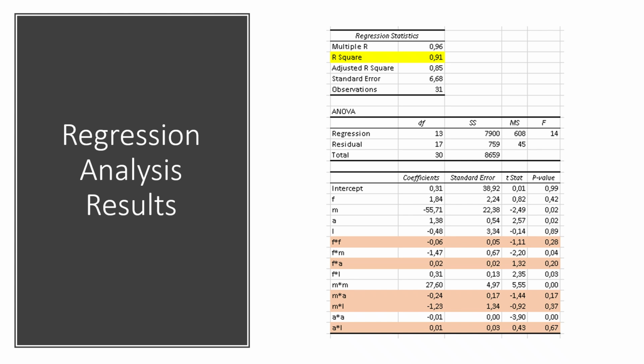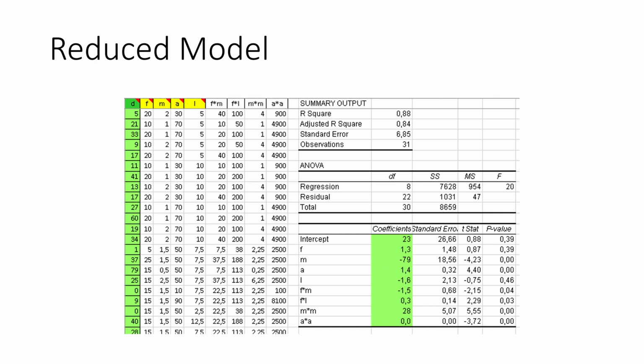We now have a good R-square value of 91%. Those factors and interactions with a p-value above 0.05, marked in red, are not significant, so we will remove them. We maintain factors F and L in spite of their high values because of their significant interactions. We now remove non-significant squares and interactions, p greater than 0.05, and run the regression again. The p-values for F and L are above 0.05, but their interactions are below 0.05, so they must remain.